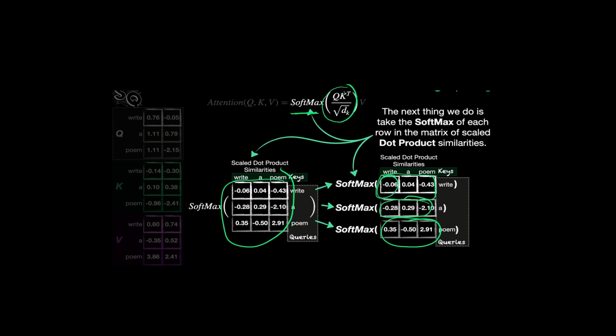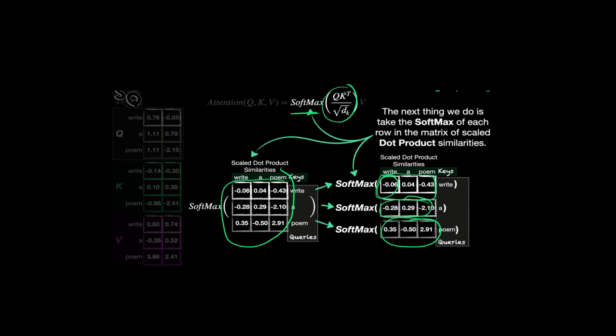For example, after performing softmax on a 3x3 matrix, suppose the original value minus 0.06 becomes 0.36, another value becomes 0.24, and another becomes 0.40. The sum of these values in each row will equal 1.